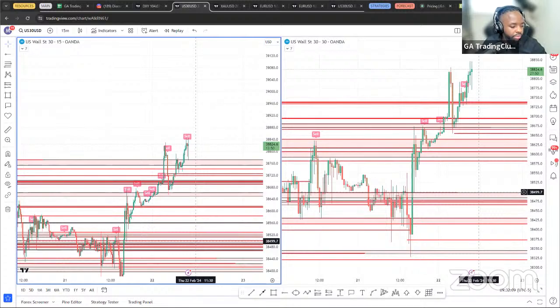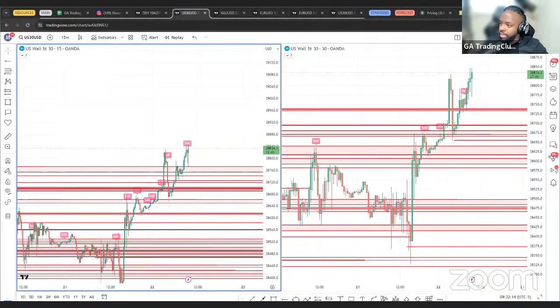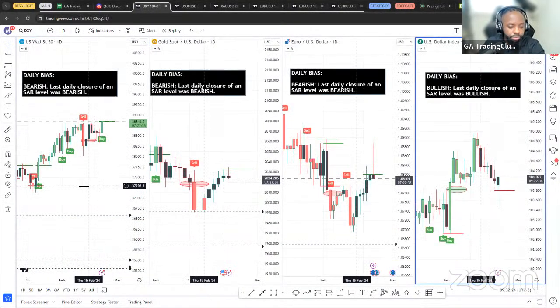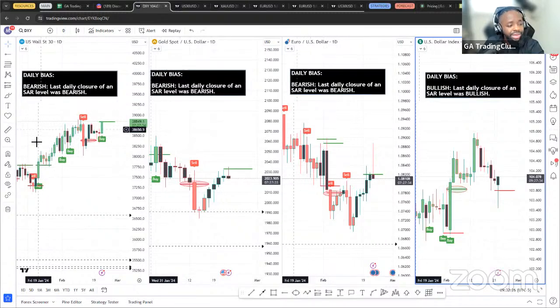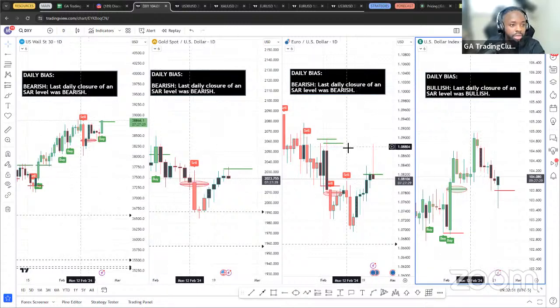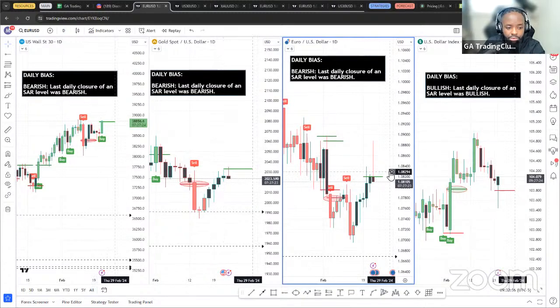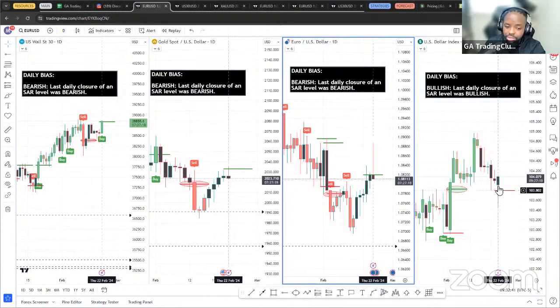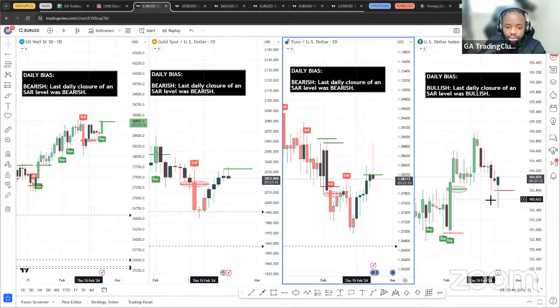Today is Thursday, February 22nd, and as usual, doing analysis for US 30, gold, and EU. Looking here at US 30, daily bias is bearish. Gold daily bias bearish. EU daily bias bearish. We couldn't close above this daily bullish SAR yesterday. And gold daily bias bullish. You can see gold also formed this daily sell SAR. However, price looks like it's coming back above the bullish SAR level.